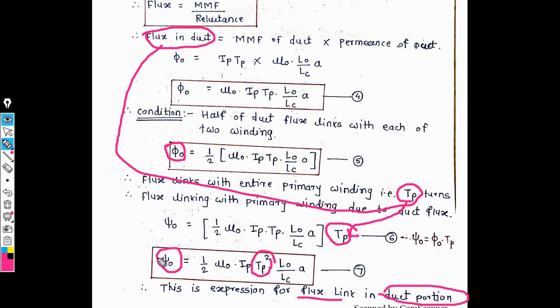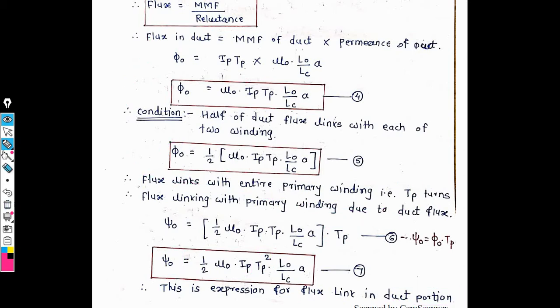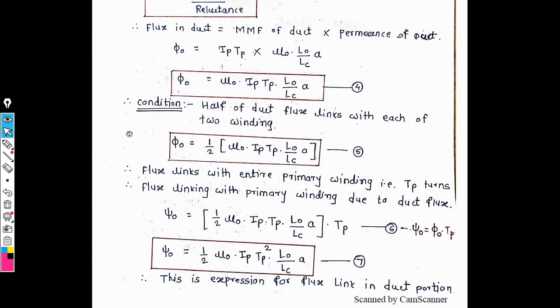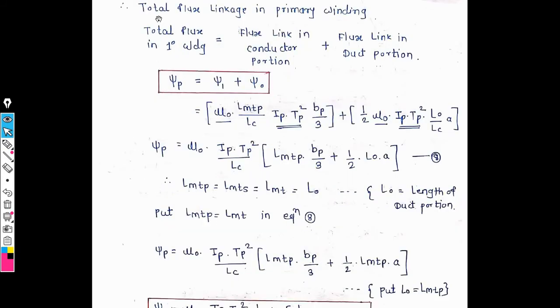Then go to the next equation, in which we have to calculate the total flux linkage in the primary winding. This is very important. Here we have to calculate psi 0. In the previous page we calculated psi 0, and psi 1 is the flux linkage occurring in the conductor portion, which is already mentioned here.